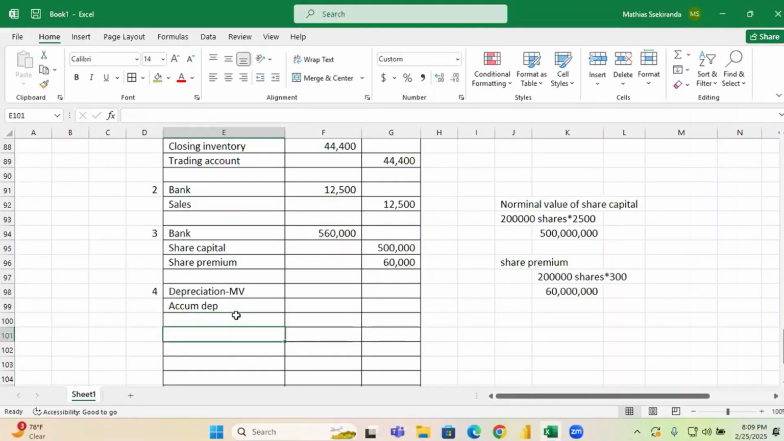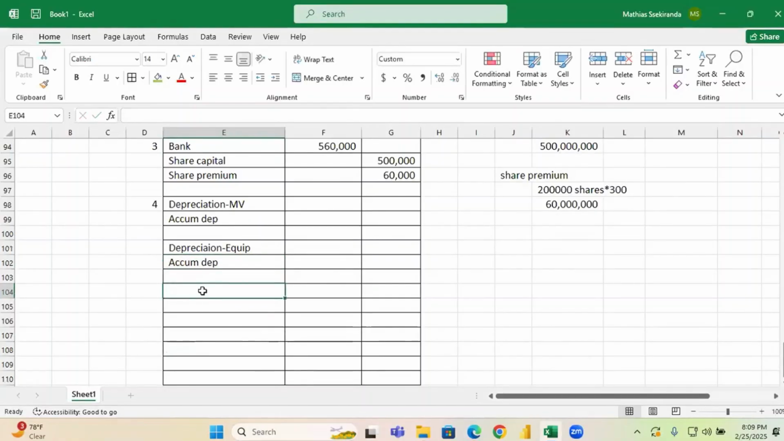Okay? Then also the next asset, you debit depreciation. The next asset is equipment, and you credit accumulated depreciation for that very asset. And then also the next asset, you debit its depreciation. We debit depreciation because it is an expense. All expenses are debits, and credit accumulated depreciation.